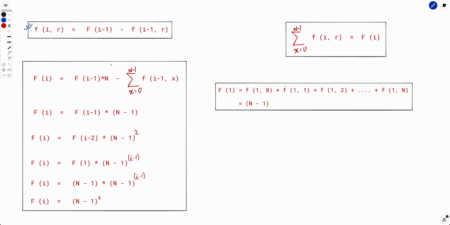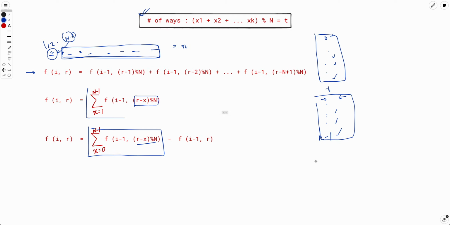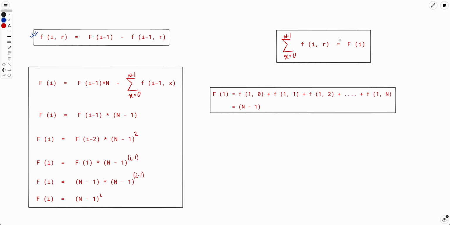We just replaced this entire expression of summation of x equal to 0 to n minus 1 f of i minus 1, r minus x with just F of i, right? So the recurrence relation can be said as f of i, r is equal to F of i minus 1 minus f of i minus 1 comma r, right? Now let's just sum this entire thing up.